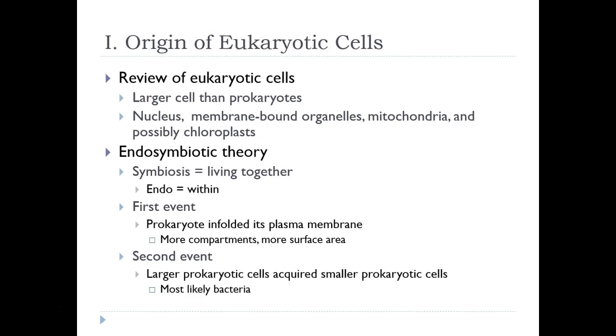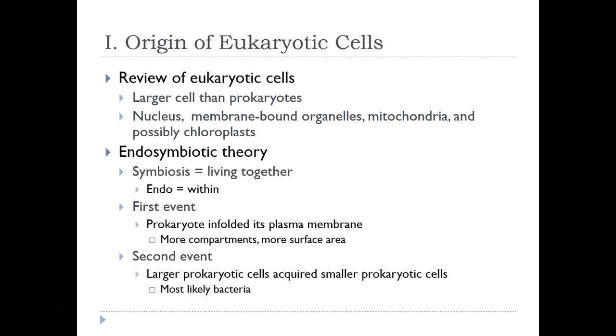And so some of the major events that they think occurred is that, first of all, a prokaryote, maybe a little larger prokaryote, started to fold its plasma membrane. Anytime that it can infold, it can create these different compartments like some of the organelles that we look at. And then anytime you have more folding in a cell, that increases surface area.